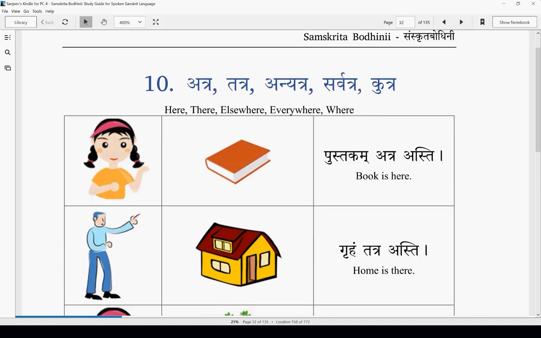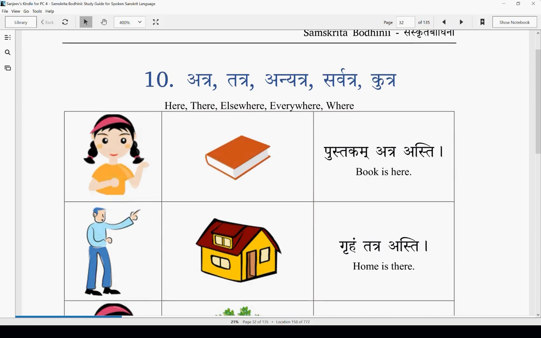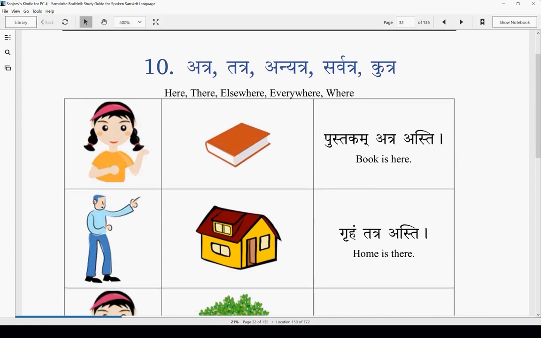So now we are coming to this atra, tatra, anyatra, sarvatra, kutra. Note that these are all avyayams. They do not have any gender. Yeah, but sorry, how to understand when a word has a gender and when it doesn't have any gender?